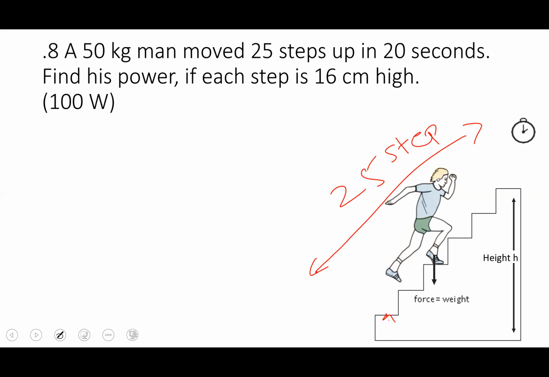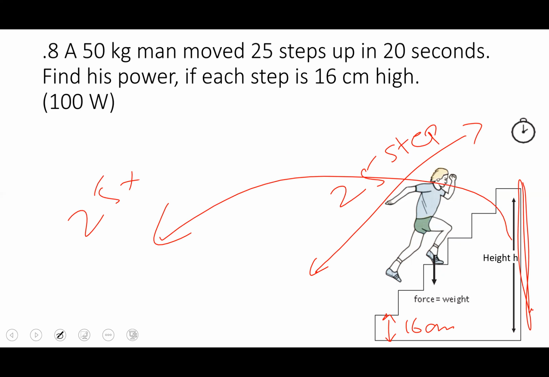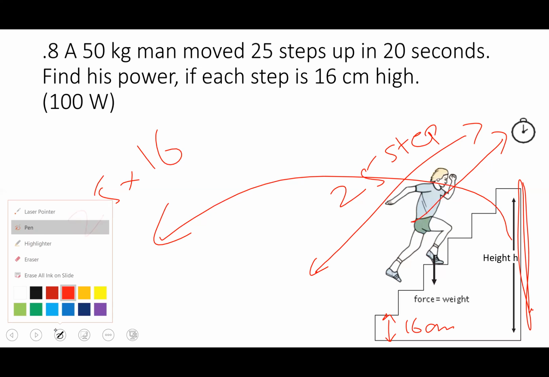And the height of each step is how much? It is 16 centimeters. So how much will the total height be? Yes, it will be 25 multiplied by 16. Whatever the answer, that is our answer for the height of these stairs, and he has to climb from here to the top position in a certain amount of time.